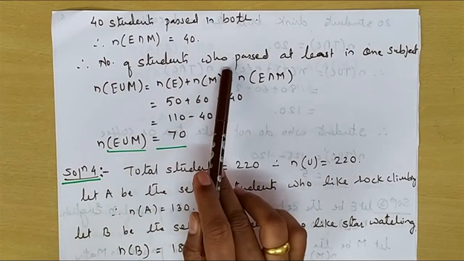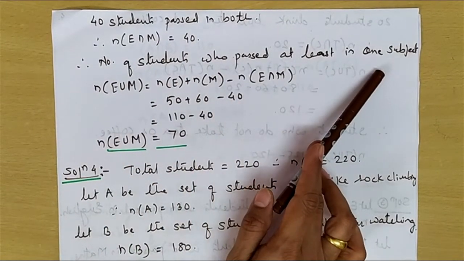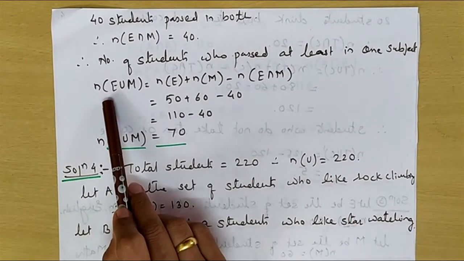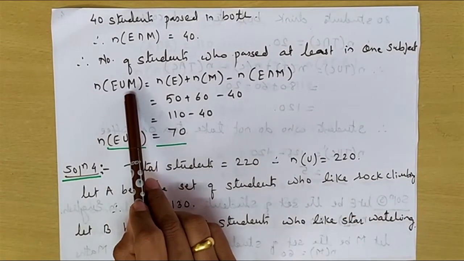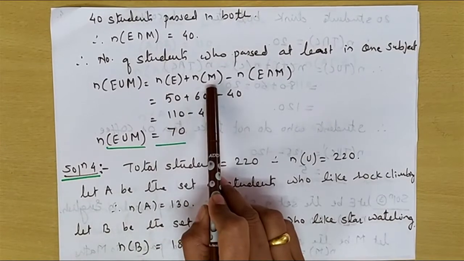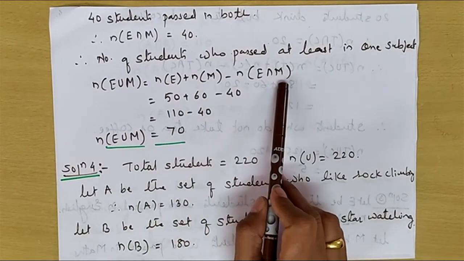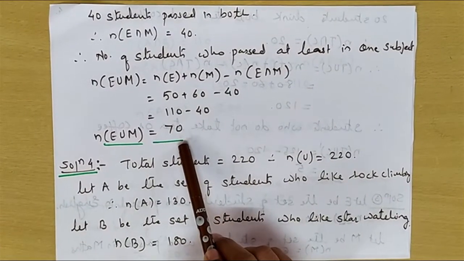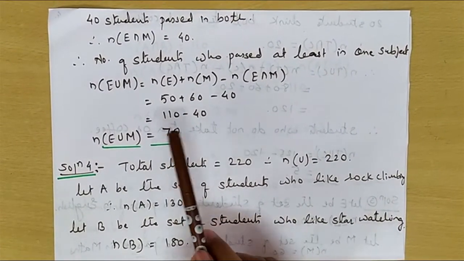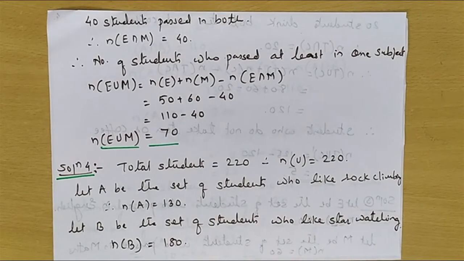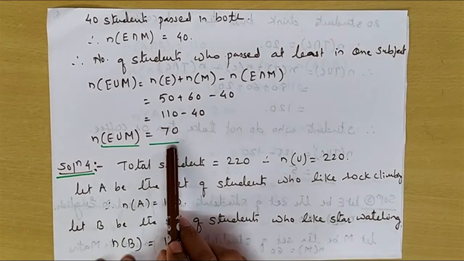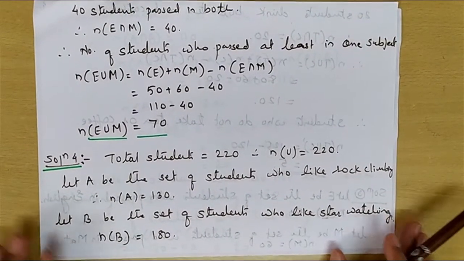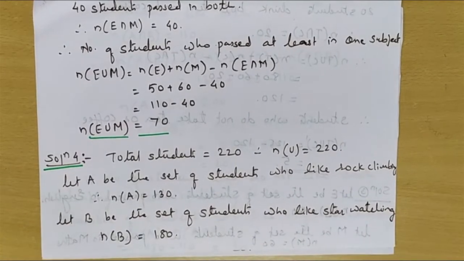Therefore, the number of students who passed in at least one subject will be, by using the formula, n of E union M is equal to n of E plus n of M minus n of E intersection M. So 50 plus 60 minus 40 comes out to be 70. So the number of students who have passed in at least one of the subjects is 70. Now see the fourth example, the fourth word problem.